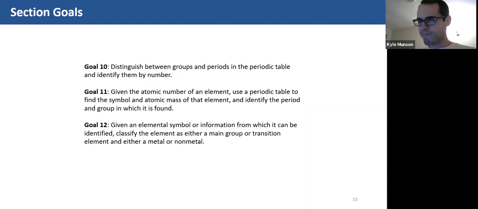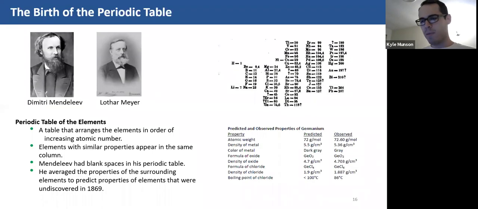Okay. So the birth of the periodic table started out with Dmitri Mendeleev and Lothar Meyer. So the periodic table of the elements is a table that arranges the elements in order of increasing atomic number. And elements with similar properties appear in the same column. So Mendeleev had blank spaces in his periodic table, and he averaged the properties of surrounding elements to predict the properties of elements that weren't discovered yet.